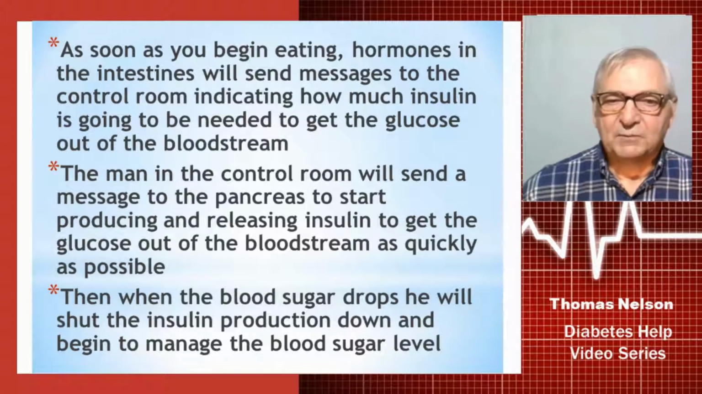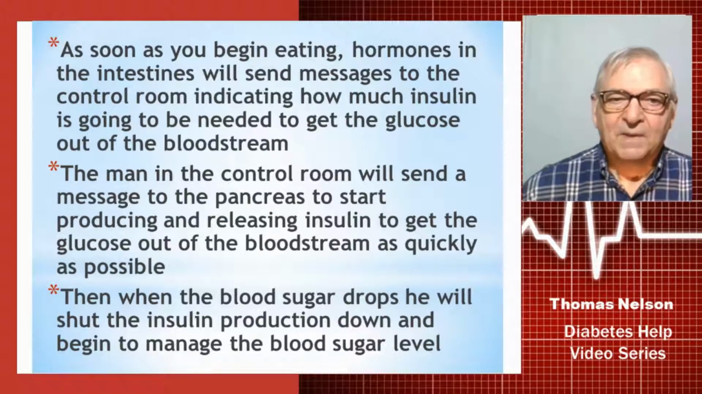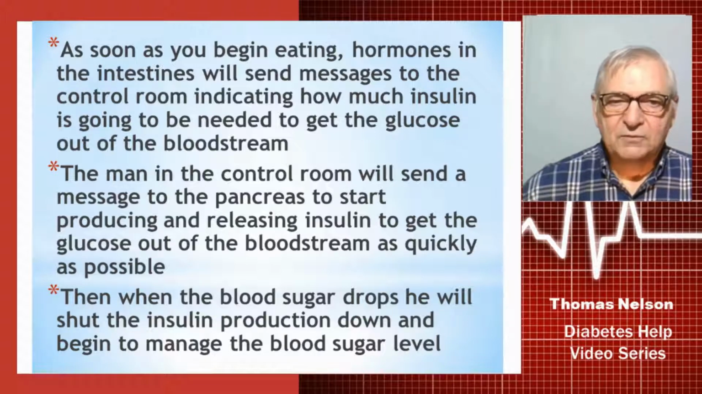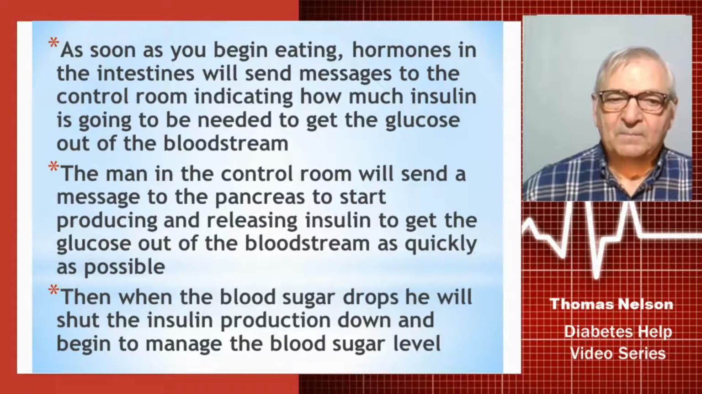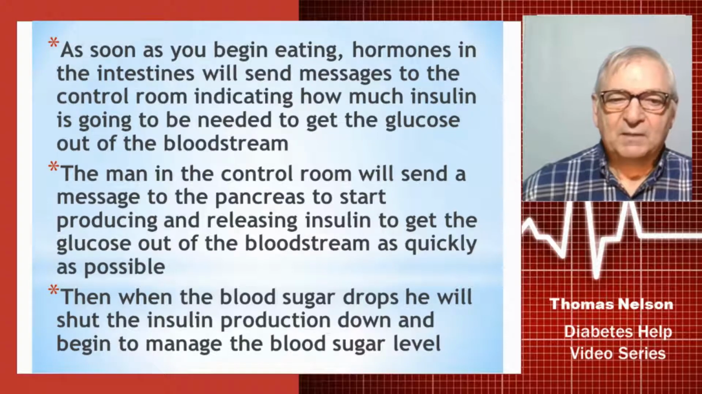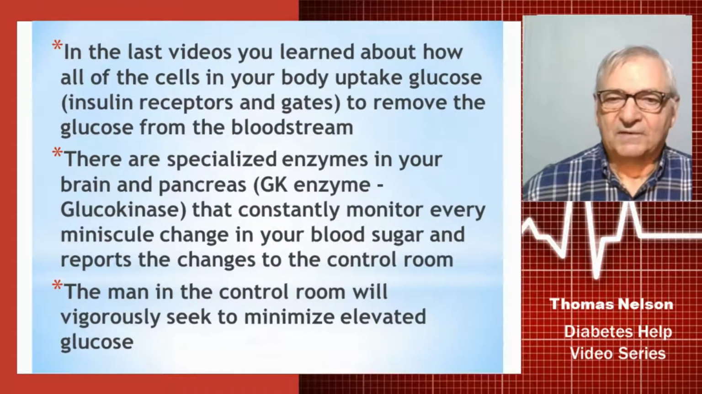So as soon as you begin eating, there are hormones in your intestines. They're called amylin and incretin, and they send messages to your control room indicating how much insulin is going to be needed to get the glucose out of the stream once it gets there. So the man in the control room will send a message to the pancreas to start producing and releasing insulin to get the glucose out of the bloodstream as quickly as possible. Then, when the blood sugar drops, he's going to shut the insulin production down, and he's going to start the process of managing your blood sugar level, if he can.